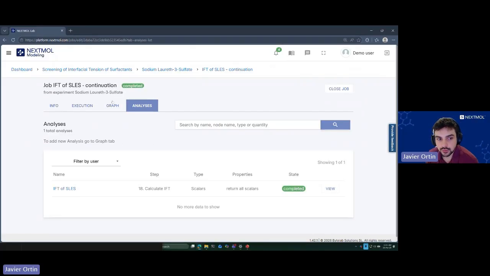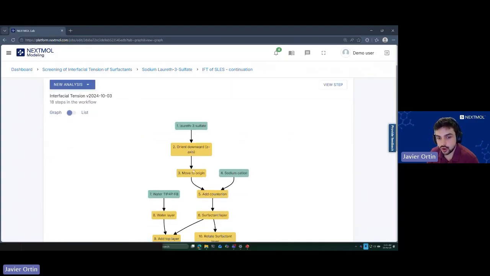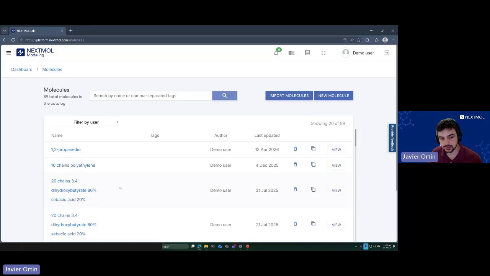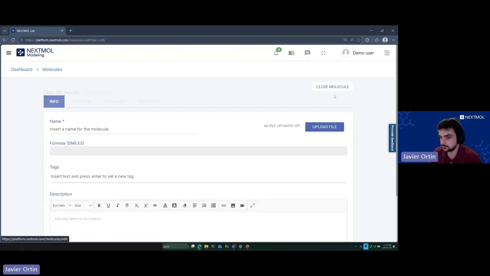Let's suppose that we would like to study other surfactants that are not lauryl sulfate and that are not implemented in the platform. Creating our own molecule is super easy in the platform. We can go to the sidebar menu, click on this icon, and then go to the molecules section. Here you will find a summary of all the molecules that we provide to you in our catalog. But if you want to use any other molecule, you can click here on New Molecule.